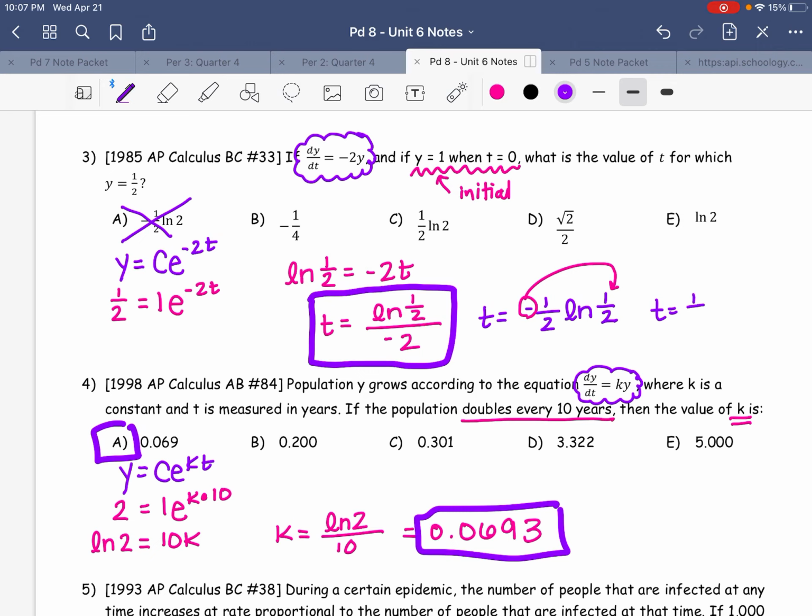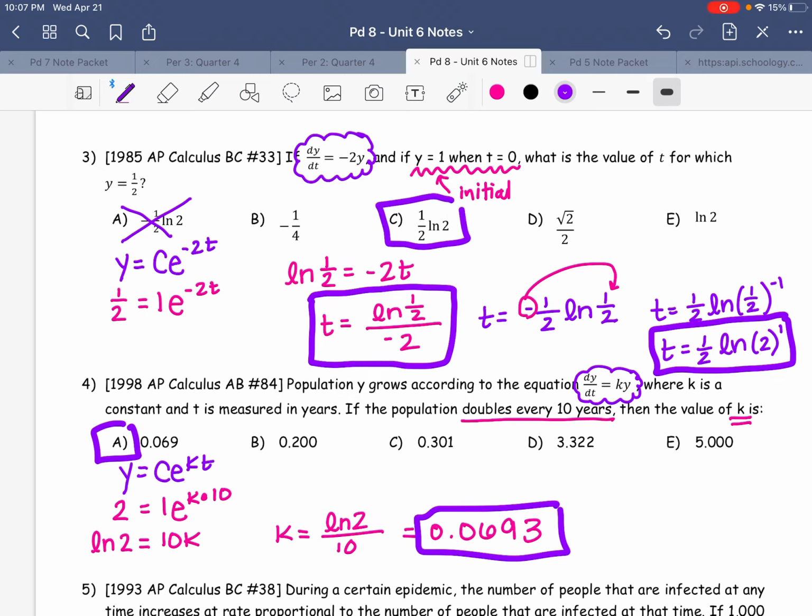So I have t equals 1/2 times the natural log of 1/2 to the negative 1. Now we know that anything to the negative power can be flipped. So if it's raised to the negative 1, it just becomes 2 to the positive 1. And now that looks like that. In that one, the simplifying, in my opinion, was pretty difficult.